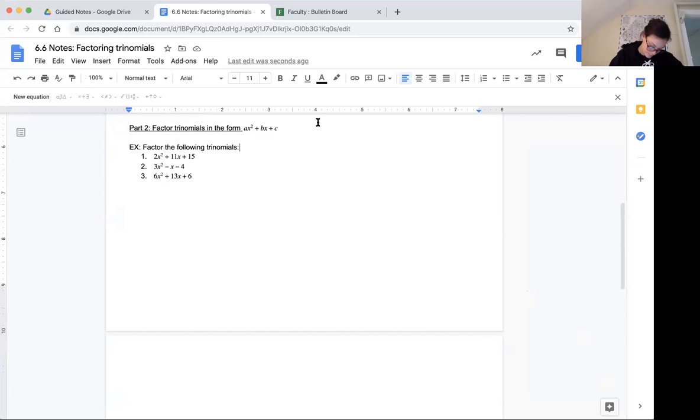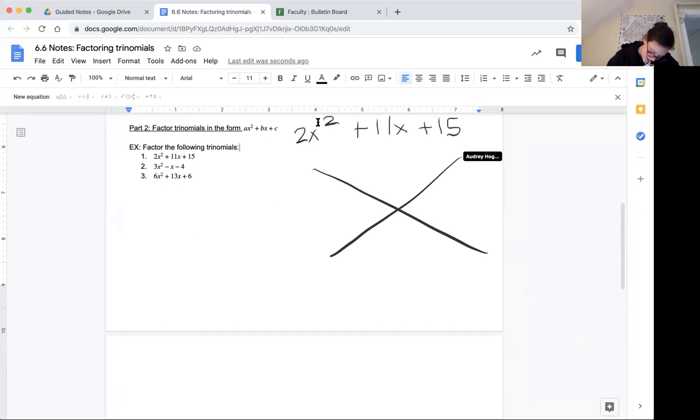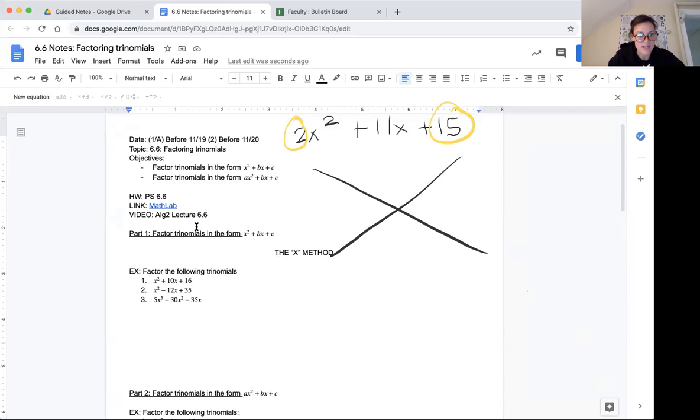Okay, so example 1, we have 2x squared plus 11x plus 15. So I'm going to draw my x. And now in my top, I'm going to do the exact same thing. I'm going to have this number times this number. In the previous examples up here, since all of our trinomials are in the form x squared, there's no coefficient to our x squared. Our x's for these types of trinomials are always going to be 1 times c.